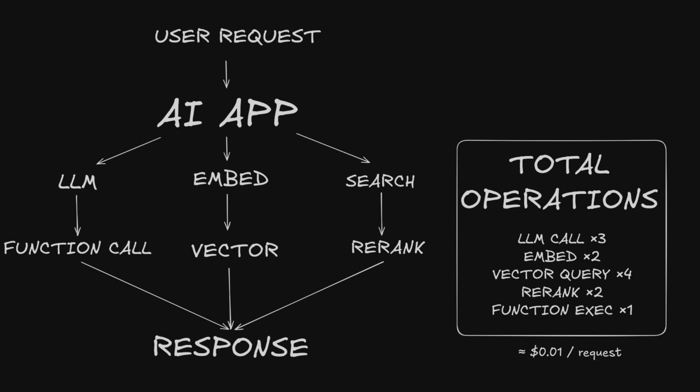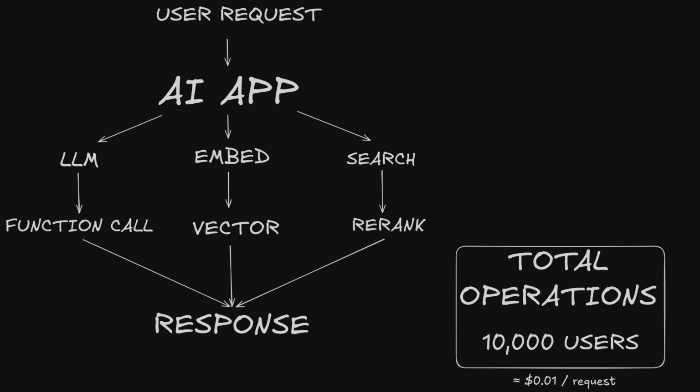A user request looks simple, but inside an AI system, it expands. The app may call the language model, generate embeddings, query a vector database, re-rank results, execute a function. So one request becomes multiple operations, and those operations are what you actually pay for. Now multiply that structure by every active user. 10,000 users means 10,000 parallel pipelines running. Every request triggers the same chain of operations, and each of those operations consumes compute. The cost per request may look small, but the total number of operations is what truly scales.